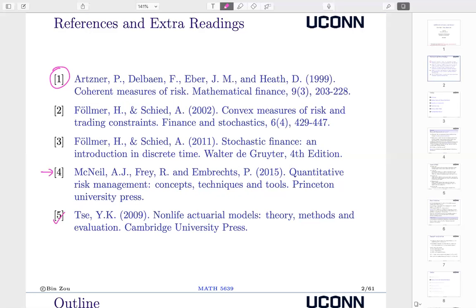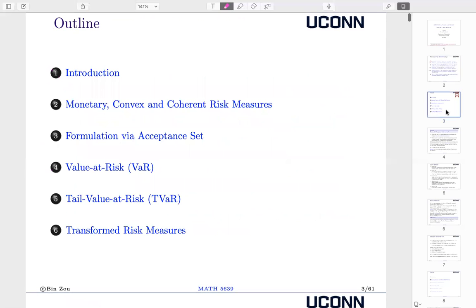The next one, the 2002 paper by Hans Föllmer and Alexander Schied, made a very important generalization from coherent to convex risk measures. It's also considered another big improvement in the field. This is the book written by them. It's a very deep textbook at the PhD level, so if you want to challenge yourself, you can read their book.